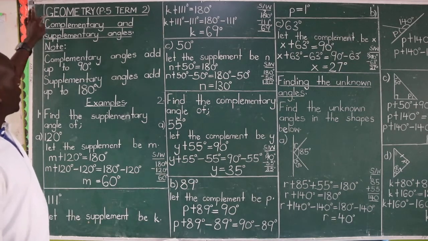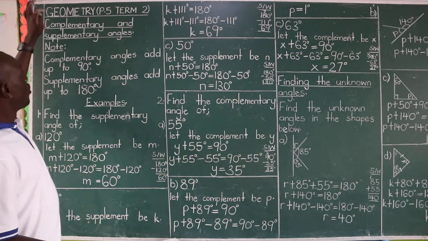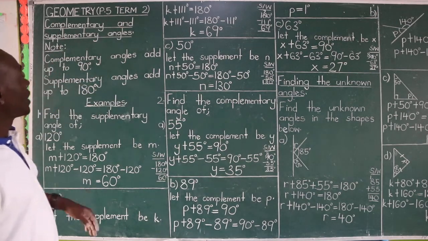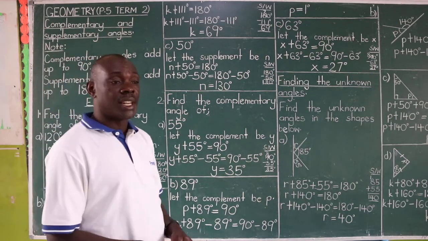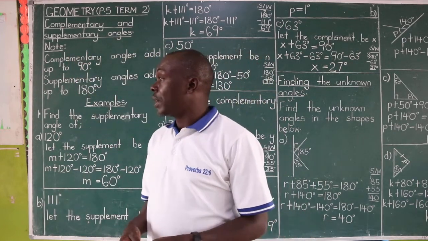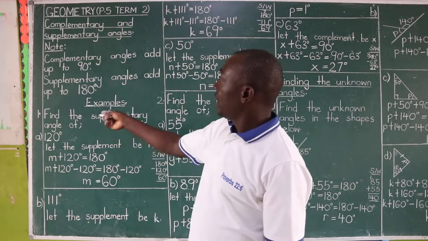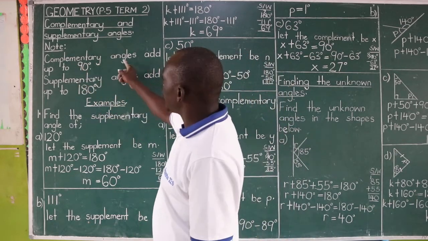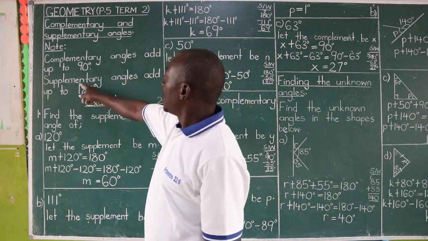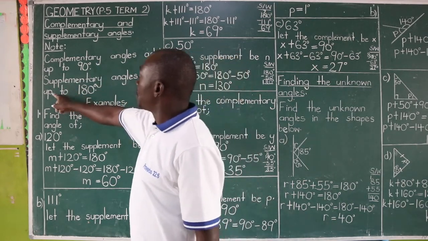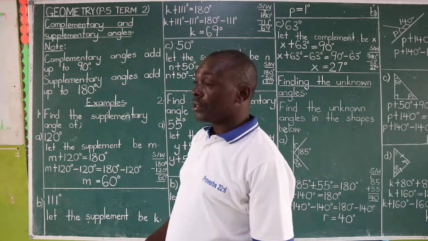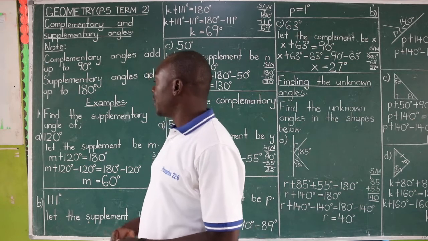2. Centrally, we are looking at complementary and supplementary angles. You must note that all complementary angles add up to 90 degrees, whereas all supplementary ones add up to 180 degrees. That's what you're going to read here. Complementary angles add up to 90 degrees, and supplementary angles add up to 180 degrees. And here are examples of how one can deal with either of the two.